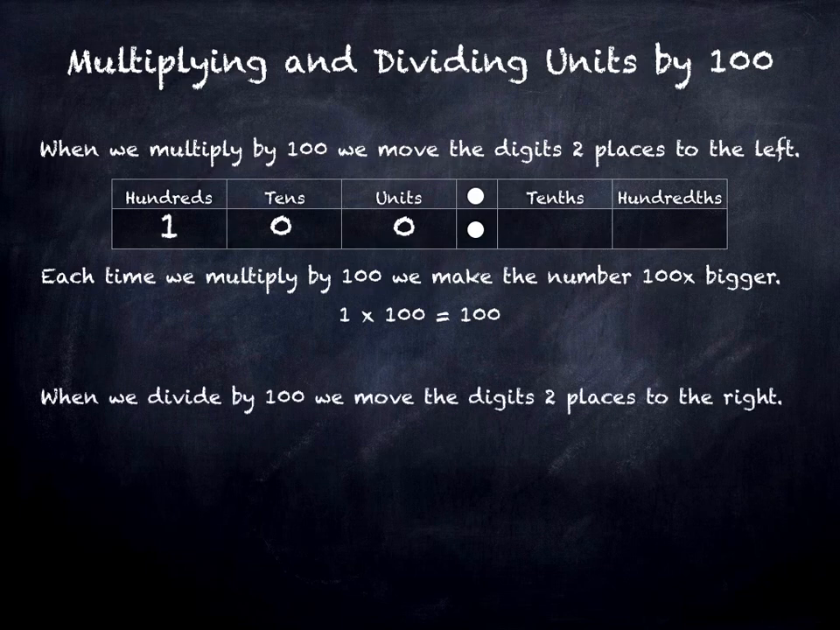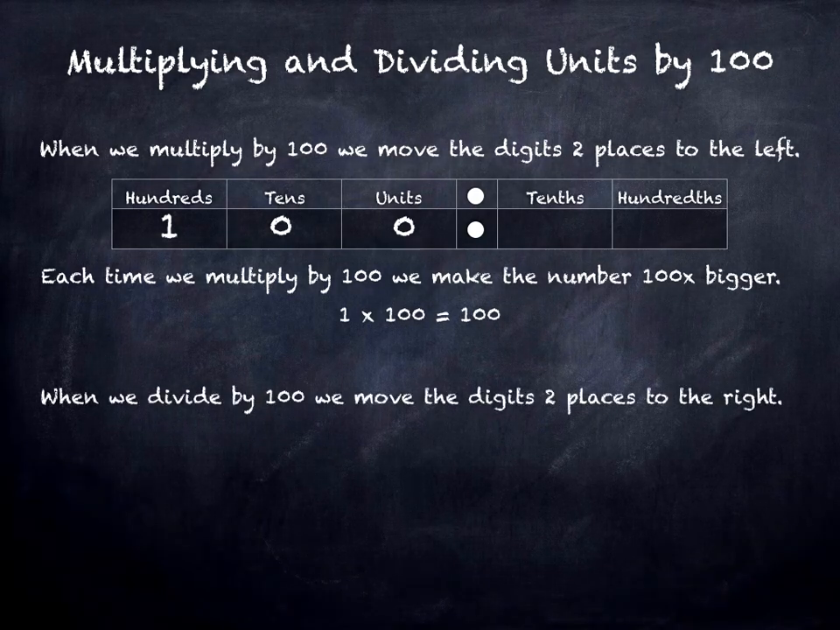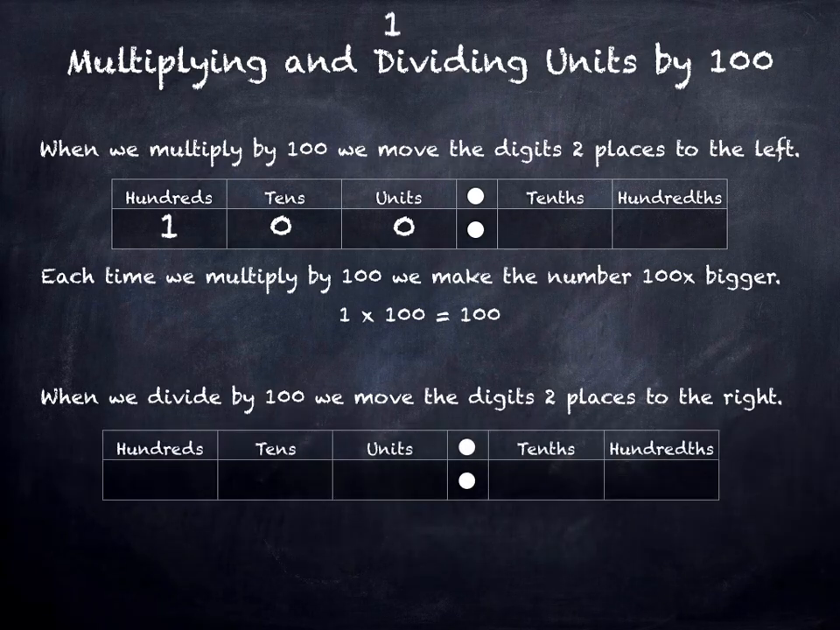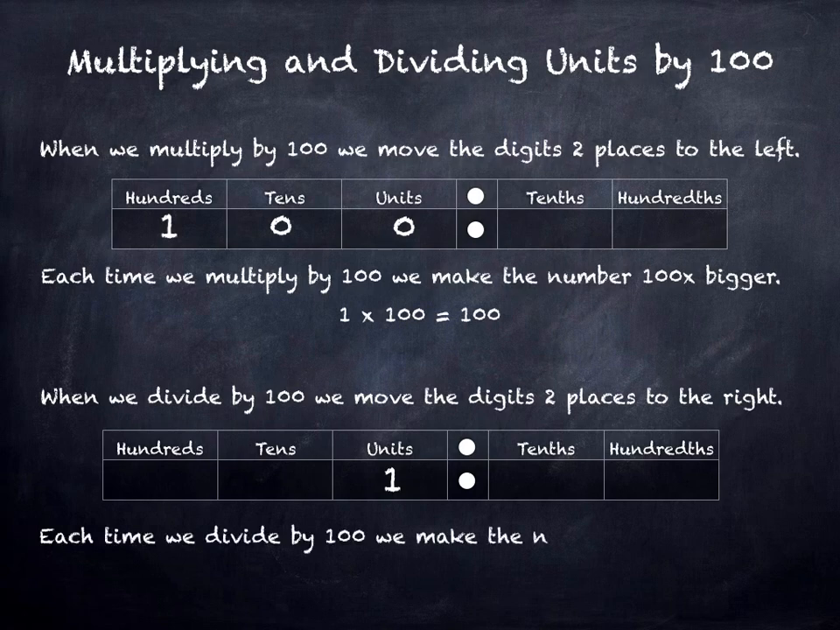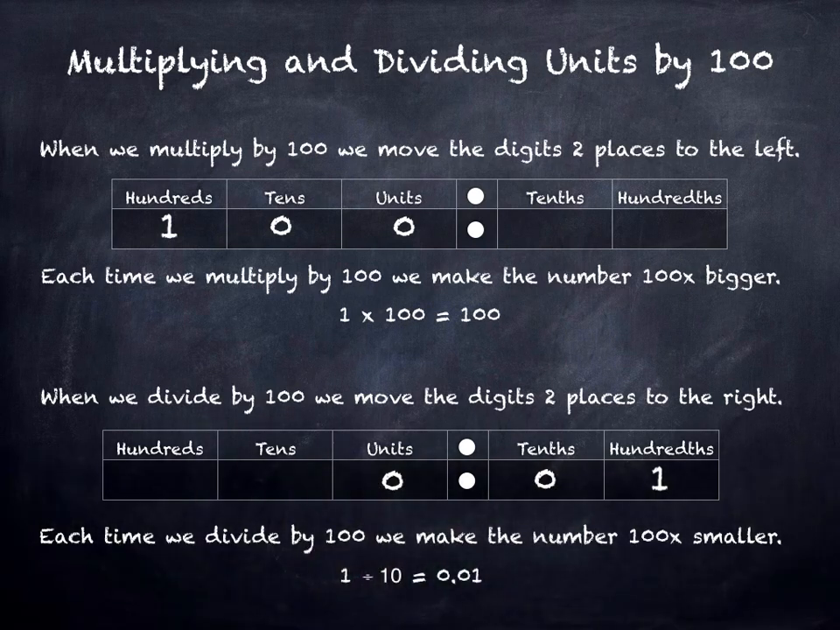When we divide by 100, we move the digits 2 places to the right. Start with the number 1 in our grid again, and this time, because we're dividing, we're going to go to the right. And remember, every time we divide by 100, we make the number 100 times smaller. So let's make the number 1 100 times smaller. Moving it 2 places to the right, put in some zero placeholders, and we can see that 1 divided by 100 is 0.01.